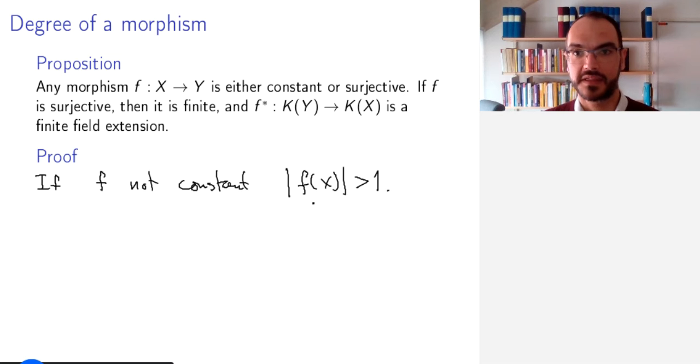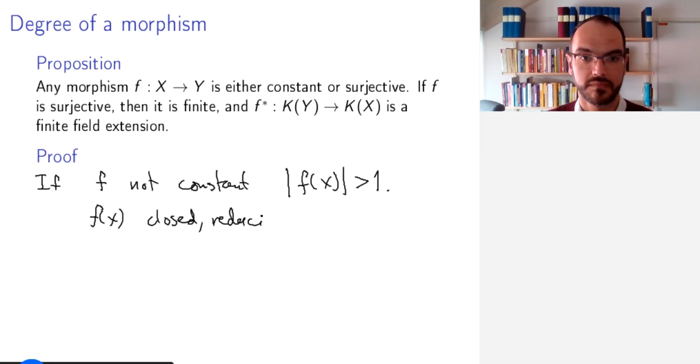This was an exercise at the beginning of the course, but closed irreducible subsets of an irreducible curve are either points, in that case sets of only one point, because if you have multiple points it is reducible, or the whole curve. So f of X is closed and irreducible. So this implies that f of X is Y. So f is surjective.